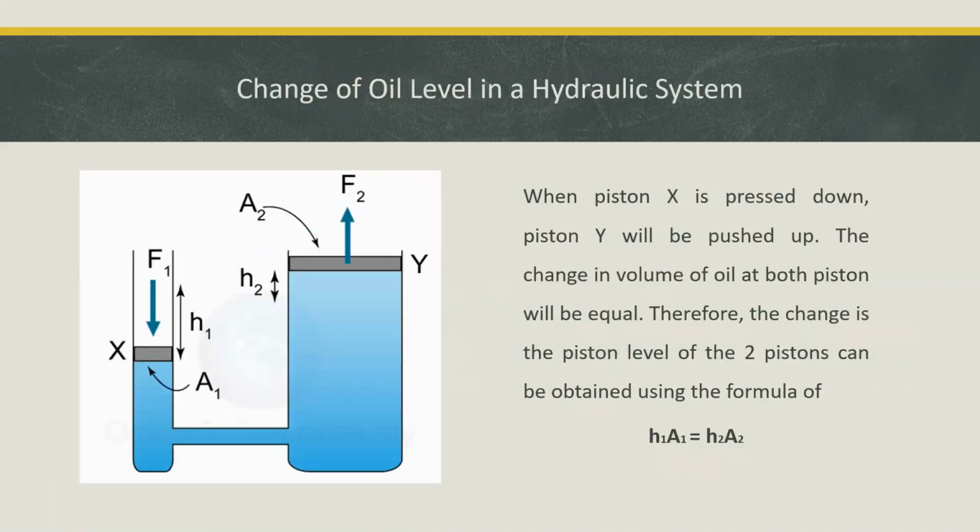Next, change of oil level in a hydraulic system. When piston X is pressed down, as shown in the diagram on the left, piston Y will be pushed up. So the change in the volume of oil at both pistons will be equal, and therefore the change in the level of the two pistons can be obtained using the formula H1A1 equals H2A2.